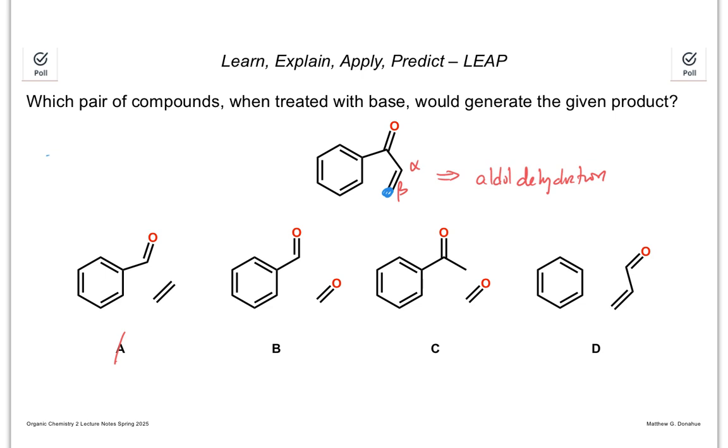Then based on the alpha carbon of the target, can you eliminate any other choices? So B, see, this is an aldehyde. There's no alpha carbon. And so the correct response would be what? C.